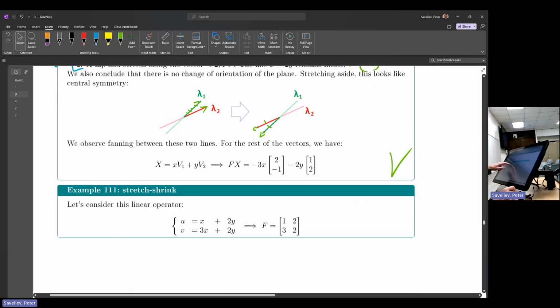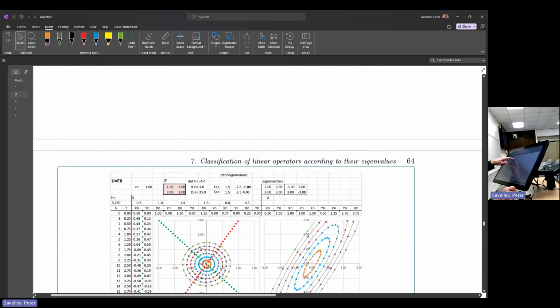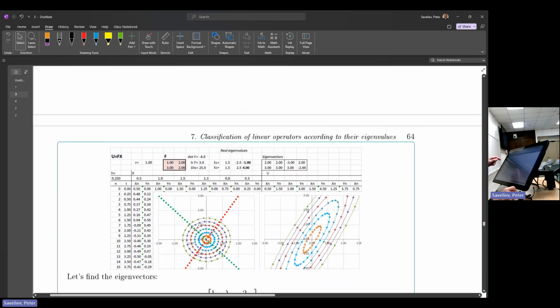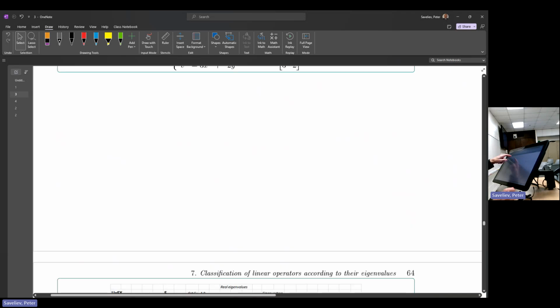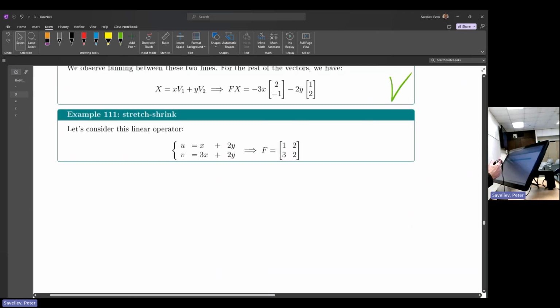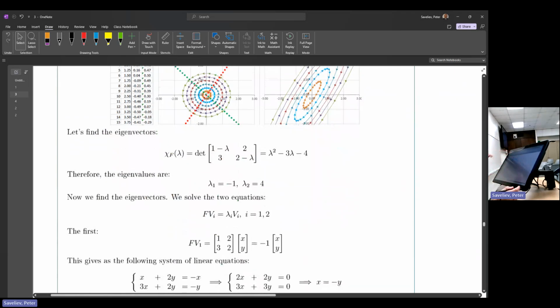Okay, so once again, here is the one with experimentation. Once again, it happens to have perpendicular eigenspaces, but otherwise everything is the same. So I don't think there is anything special about this. What's so special about it?